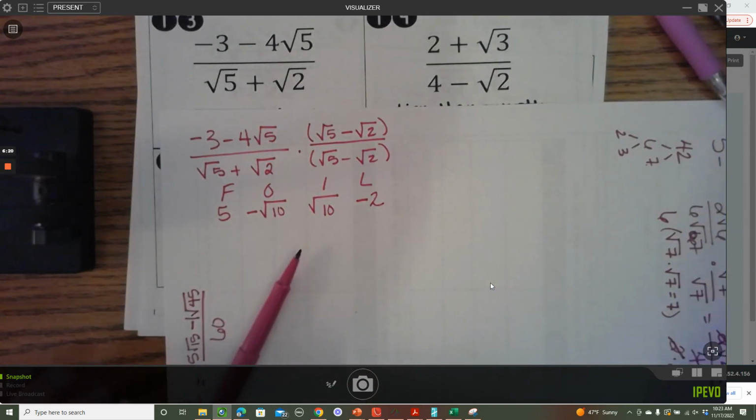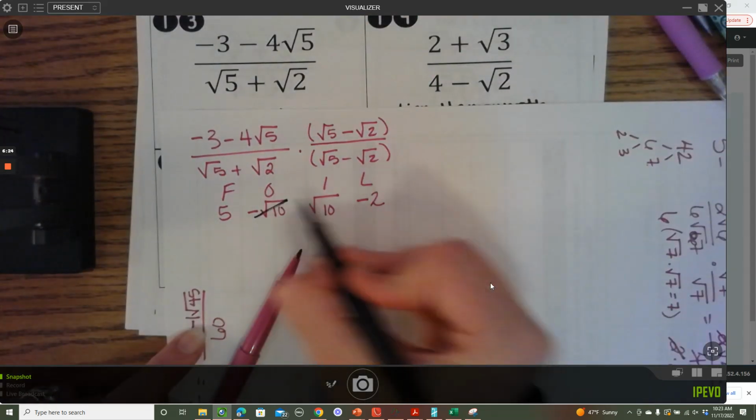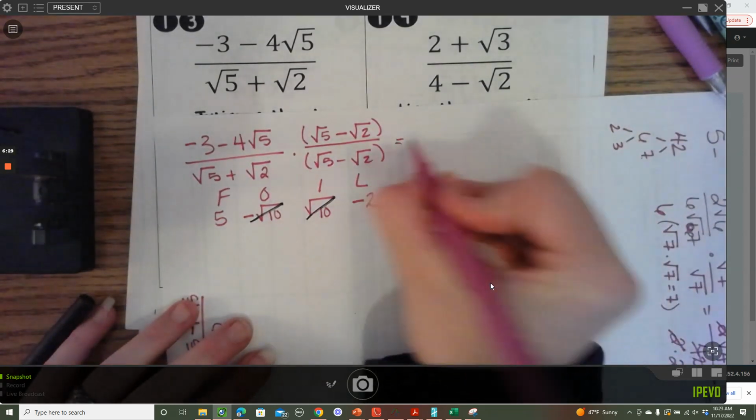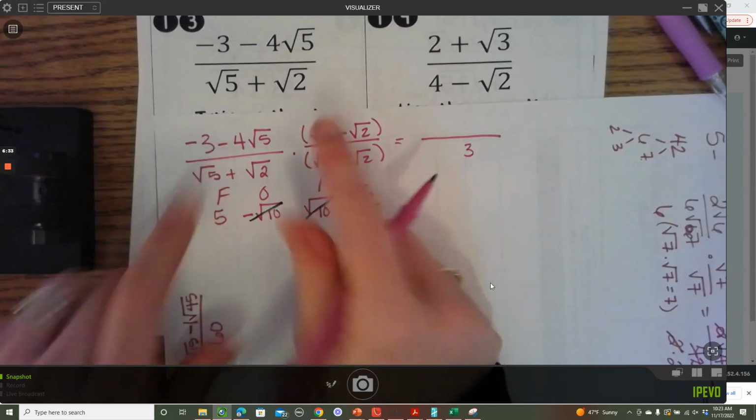So, where's my black pen? There it is. This cancels this. What's 5 minus 2? 3. So we know there's a 3 on the bottom. We got to FOIL this as well.